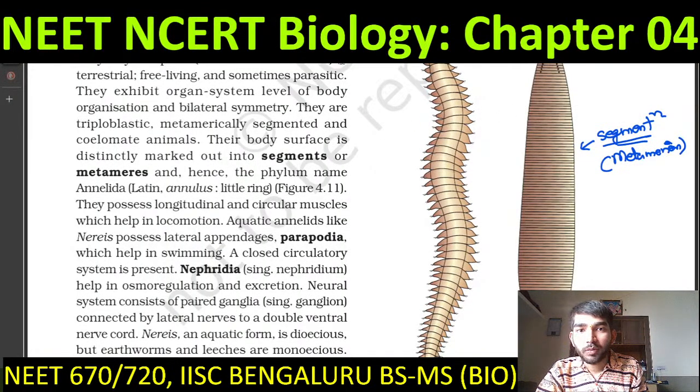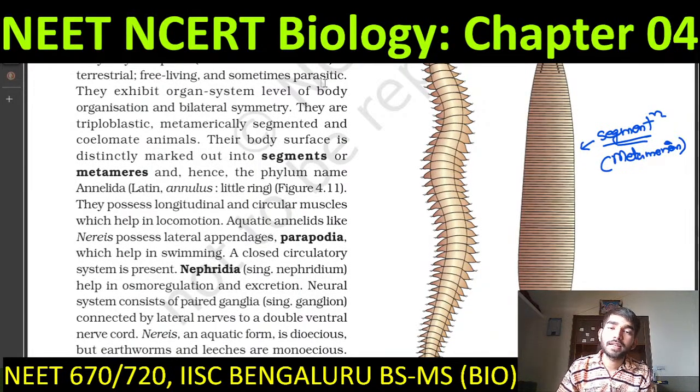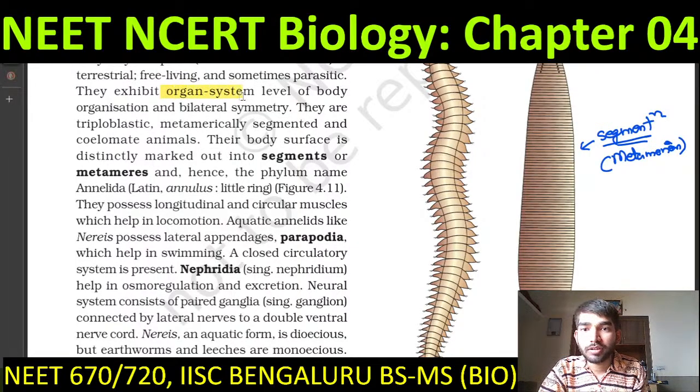They may be aquatic or terrestrial, free living, sometimes parasitic. So most of them are like heterotrophic, so they are going to be either parasitic or dependent on the dead decaying matter or something like that. Exhibit organ system. So going from Ascalmenthes, everything else would be more developed. So they are having organ system level of organization, bilateral symmetry, triploblastic, metamerically segmented. All these things I have already described.